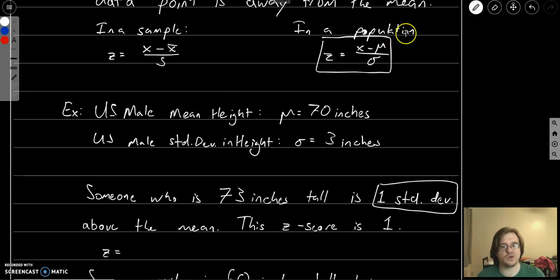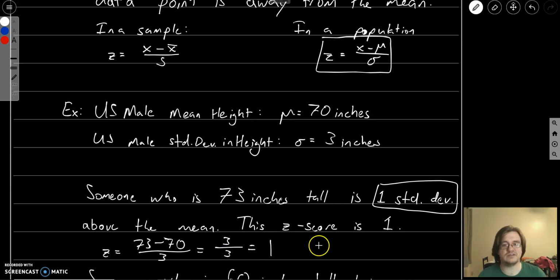So if we come back and look at our formula right here, and we're working with a population, all of the U.S. males, it's not going to be a sample. Our male is going to be 73 inches tall, and we're going to look at how far away 73 is from 70, but we're going to normalize with respect to the standard deviation. So all this means is that 73 is going to be 3 inches more than 70, but 3 inches is exactly 1 standard deviation. So the z-score is going to be just how many standard deviations we are away from the mean.